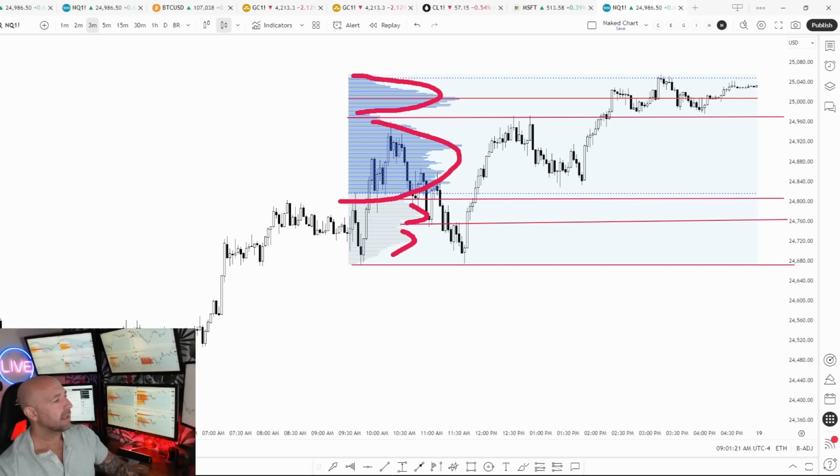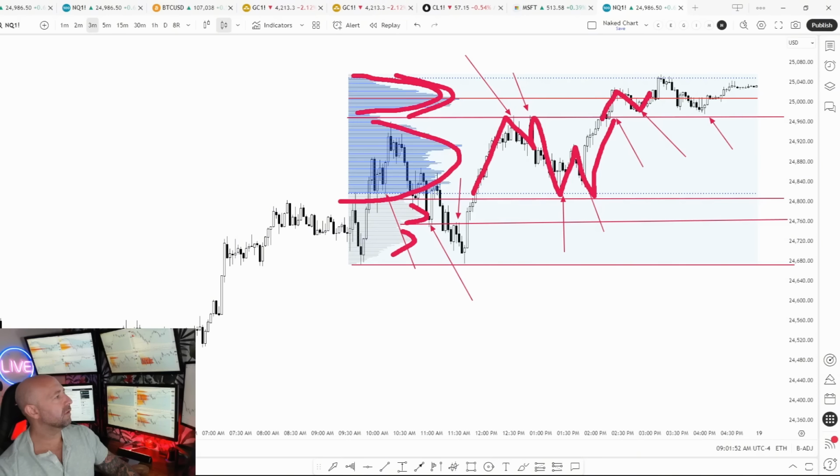You can see that the low volume node tends to act as a support or resistance line, right? We had it here, we had it here, we had it here, okay? And the high volume nodes we can expect to rotate within, right? Until we leave and discover a new value area, which we will trade and rotate in here, okay?